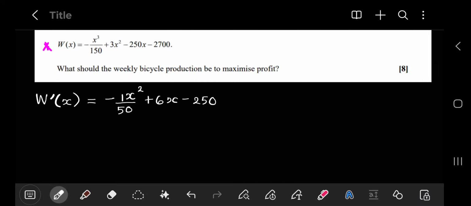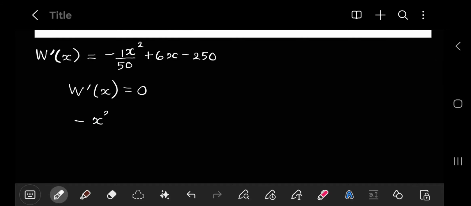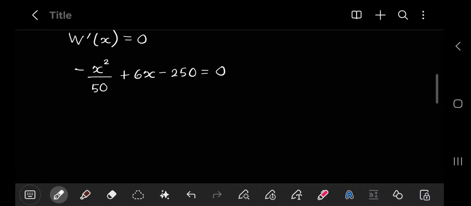Now, once we have our first derivative, we will take that first derivative and equate to 0. So we have W'(x) equals 0. Taking that whole equation, equating it to 0, we basically want to solve for x here. So here's what I'm going to do. I don't like this 50 in the denominator. I'm going to multiply throughout by that 50 so as to get rid of it. Actually, let's multiply throughout by negative 50 so that we can get the first term to be positive.